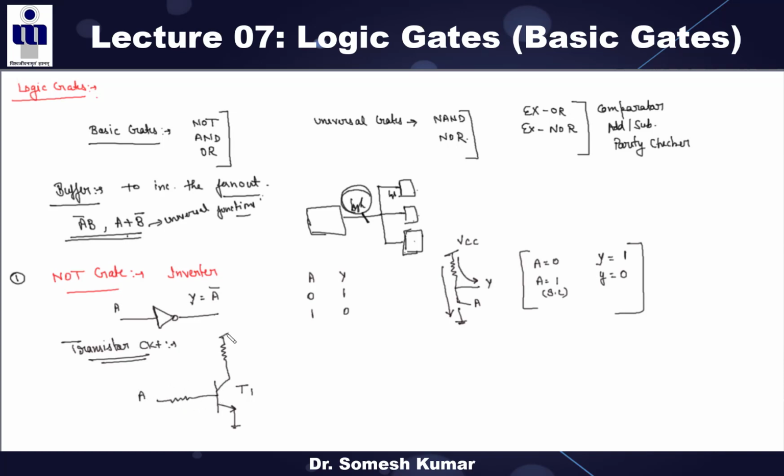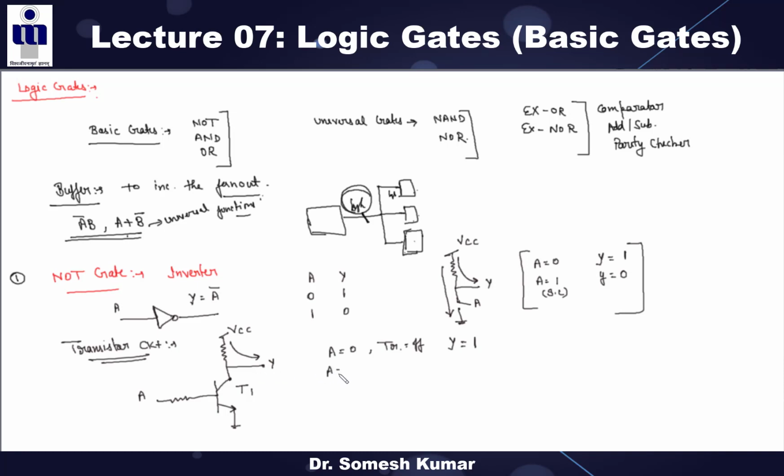What happens if A is 0? Is your transistor on or off if A is 0? The transistor is off if the biasing voltage applied at the base is 0. It means the transistor is in the off state, right? And what is the output if the transistor is off? This collector is not connected to the emitter, and the output is 1. It means the whole current will pass to this side, right?